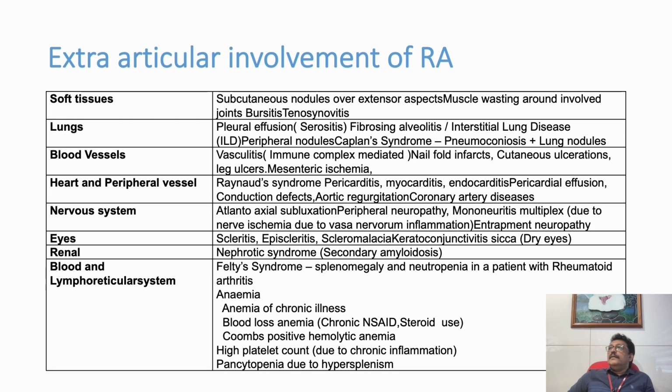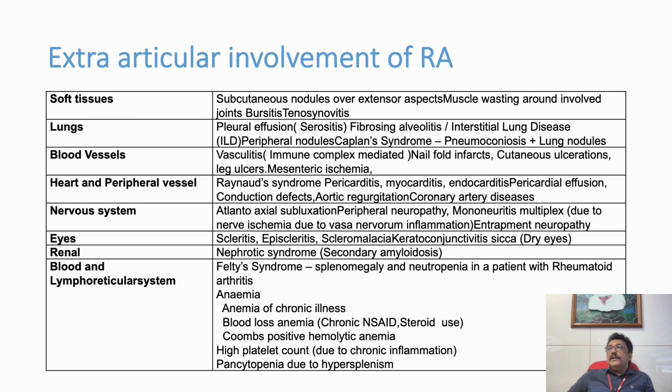One is lungs. Many patients with rheumatoid arthritis can have lung fibrosis, interstitial lung disease. The problem with that is a patient who is on methotrexate can also have lung fibrosis because of methotrexate. So during treatment we will have difficulty deciding whether the lung fibrosis is due to rheumatoid arthritis or due to the methotrexate. That difficulty can occur during the treatment of rheumatoid arthritis with methotrexate.